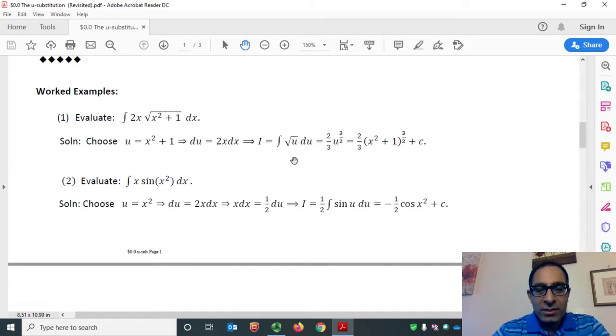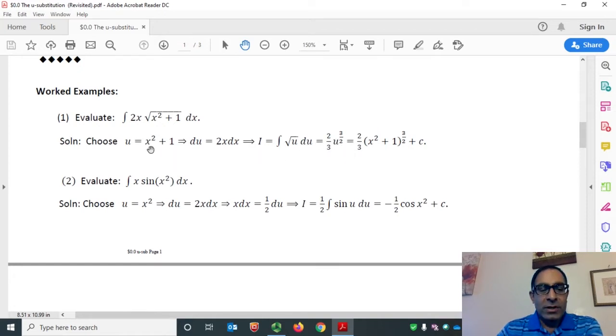Now look, this new integral is easily integrable. So in the next step, radical u is the same as u to the power 1/2. Use the power rule of integration. 1/2 plus 1 is 3/2. So u to the power 3/2, and then dividing by 3/2. But we know dividing is the same as multiplying by its reciprocal, so we flip it. So then 2/3 times u to the power 3/2, and at the end, let's resubstitute our variables.